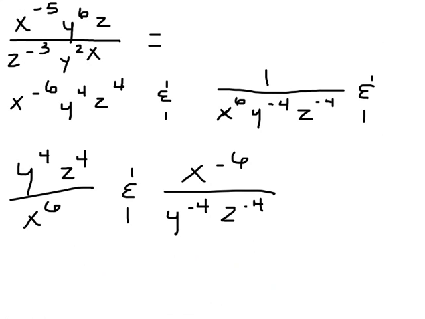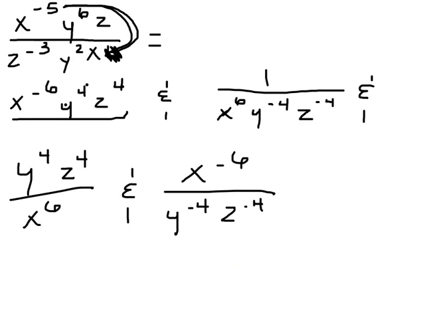Here, I have x to the negative 5th, y to the 6th, z. And then down on the bottom, I have z to the negative 3rd, y squared, and x. So in this interpretation, I've brought this 1 up and made it negative. So I've got x to the negative 6th. And then if I bring this y up, it becomes 6 minus 2, which is y to the 4th. And then the z, when it comes up, becomes positive 3. So I'd have 1 plus 3, which is z to the 4th.